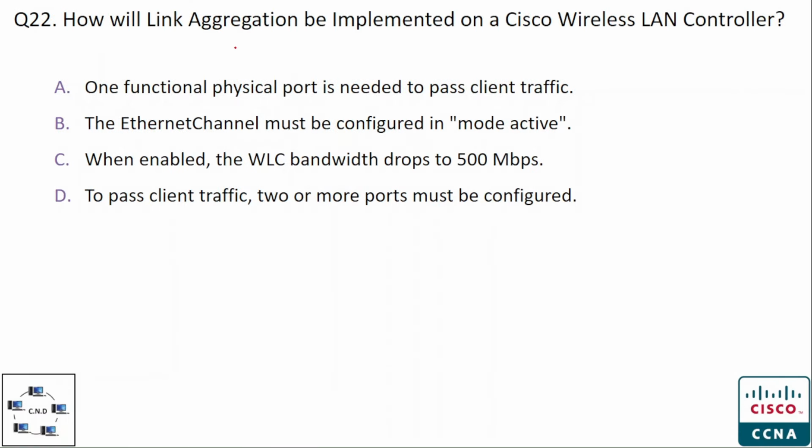Question number 22. How will link aggregation be implemented on a Cisco wireless LAN controller? And the options are option A, one functional physical port is needed to pass client traffic. Option B, the Ethernet channel must be configured in mode active. Option C, when enabled, the WLC bandwidth drops to 500 Mbps. And option D, to pass client traffic, two or more ports must be configured. And the correct option is option A, one functional physical port is needed to pass client traffic.